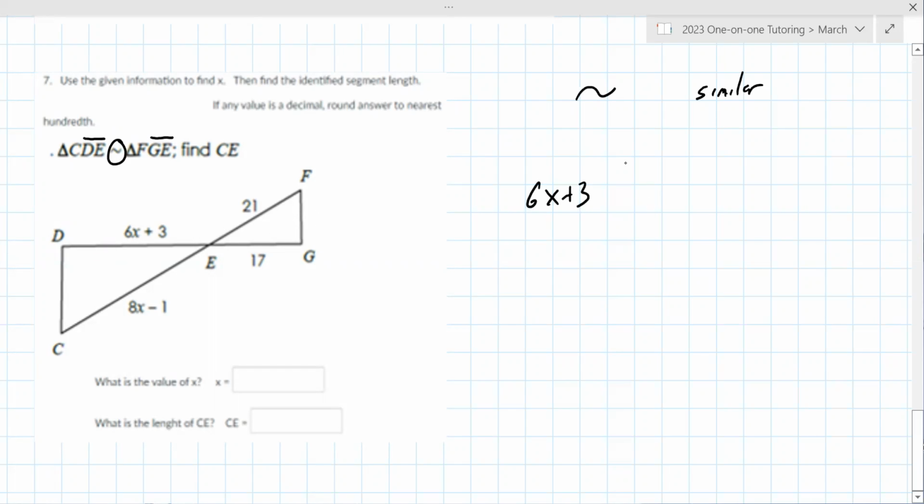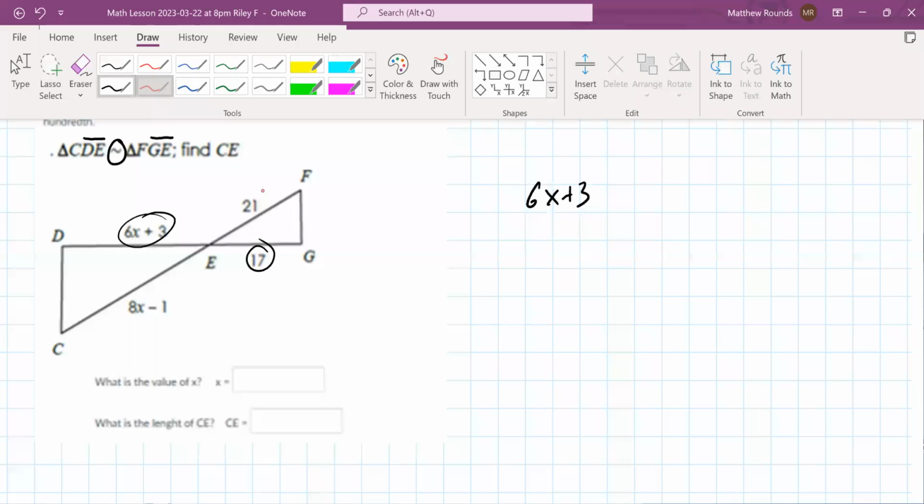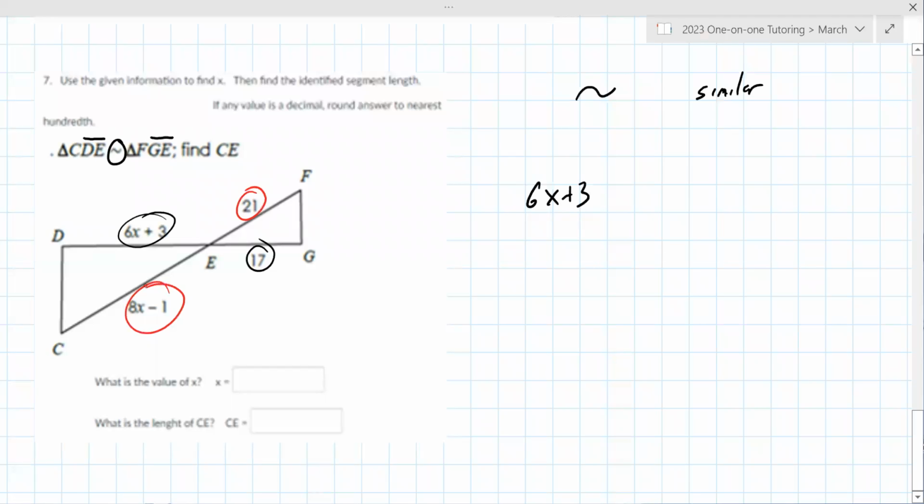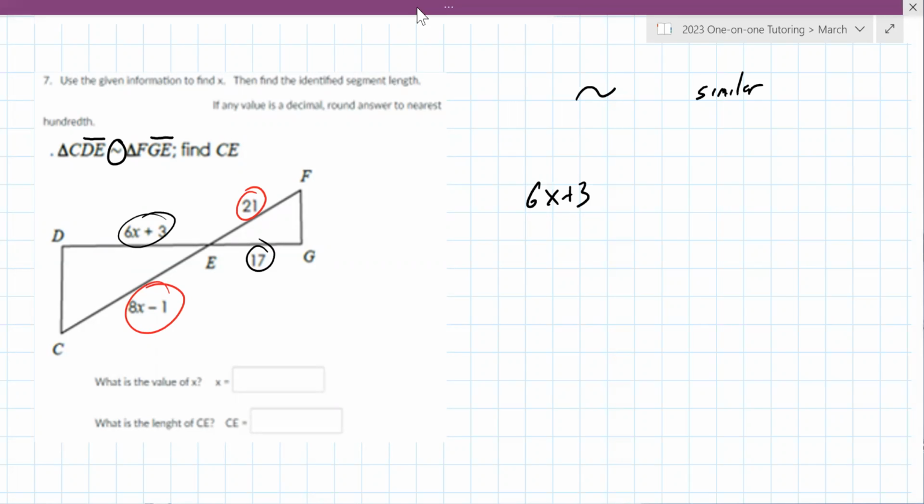There's some sort of a way to go from 6x plus 3 to 17. It's not that 6x plus 3 goes with like 21, for example. Okay, so that's why it's a little bit awkward. So these go together, and then these go together. Now, you're normally used to setting them equal to each other. Like, sometimes you just say, okay, 6x plus 3 equals 17, but they're not equal. They're similar, so they're in ratio.